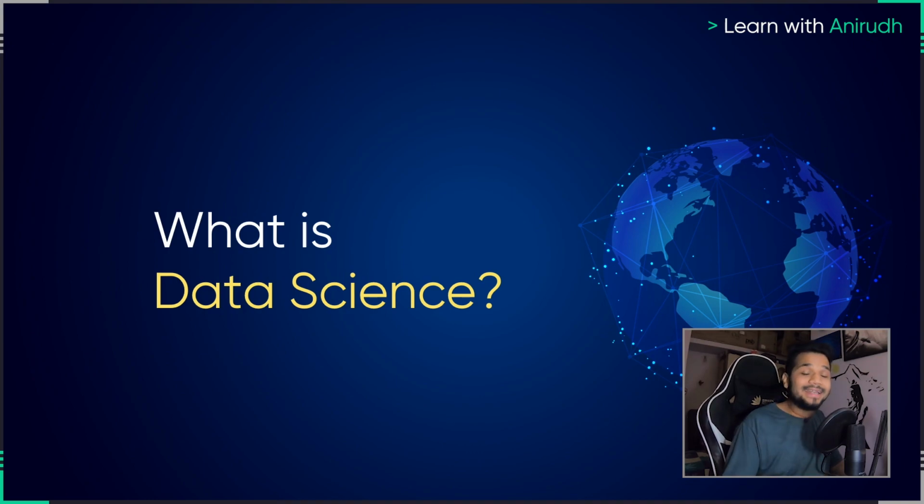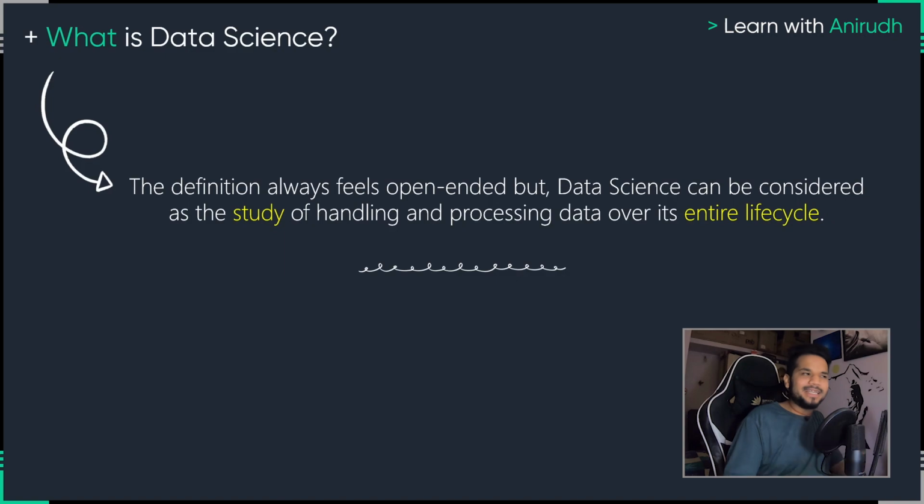Now that we understand why it is really important and critical for the world to understand data science, you will have a question saying, okay, so what is data science then? It's pretty simple. Whenever you might have taken a look at the definition of what data science is, it always feels open-ended, right? It never feels complete. But the most simple definition of data science is nothing but a study. It is a structured way of how you can handle and process data over its entire life cycle. Now, I'm sure you guys agree with me on this point, right? Data can be created, data can be used, and later when we don't require data, we delete it. So there's an entire life cycle that's happening with the data.